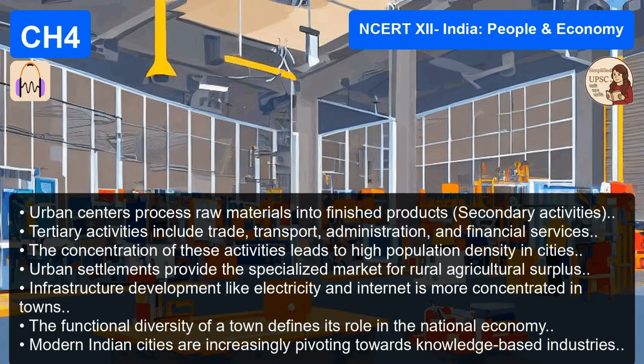And in exchange, what comes back? The rural hinterland acts as the stomach. It feeds the city with food and all raw materials. They're connected by these arteries of transport and communication. If one fails, the other dies. That's a great way to put it.